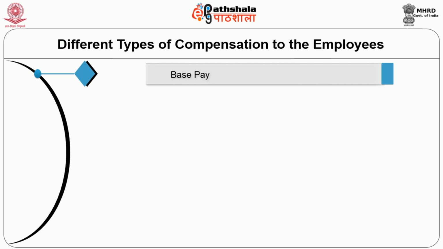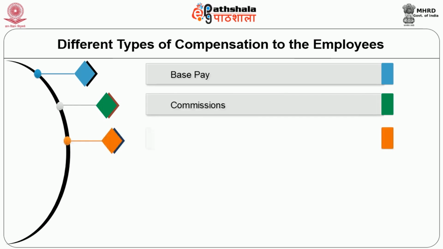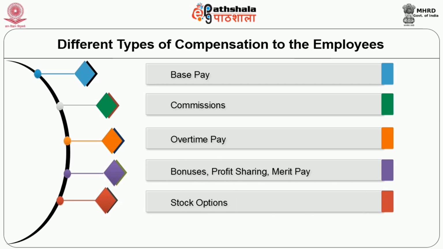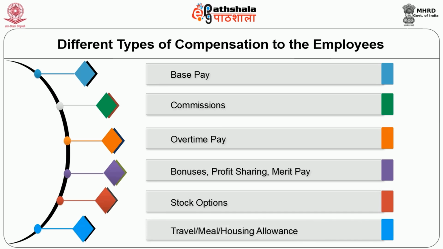it includes basic pay, commissions, overtime pay, bonuses, profit sharing and merit pays, stock options. Suppose the company is issuing stocks or debentures, these may be issued to the employees, travel, meal, housing allowances, and benefits include also dental, insurance, medical, vacation leaves, retirements, taxes, and so on.